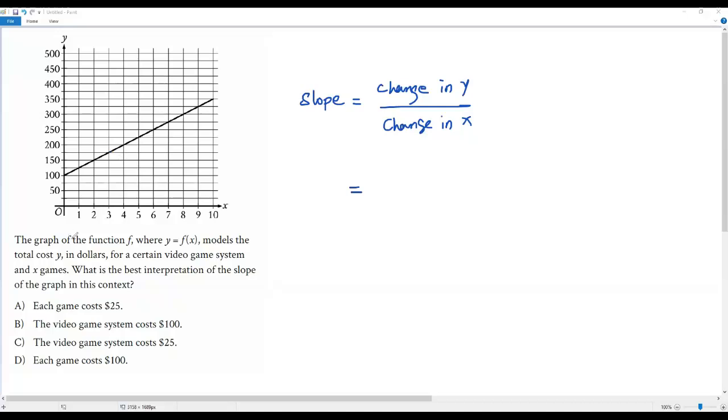So every time I increase the value of x by 1 unit, y increases by 25 units. When the value of x increases by 1 unit, the increase in y value is 25. That is, when the number of games is increased by 1, the total cost increases by $25. So this is the slope. Clearly the slope tells us the cost of one game is $25. So when we look at the options over here, the correct answer choice for this question is option A. Each game costs $25.